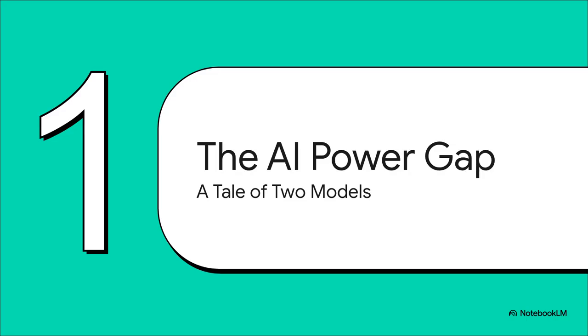Okay, so the answer really comes down to a story of two different models. Think of it like this. On one hand, you've got the giant teacher model, like a genius professor with all the answers. And on the other hand, you have this smaller, much more nimble student model who's just eager to learn.